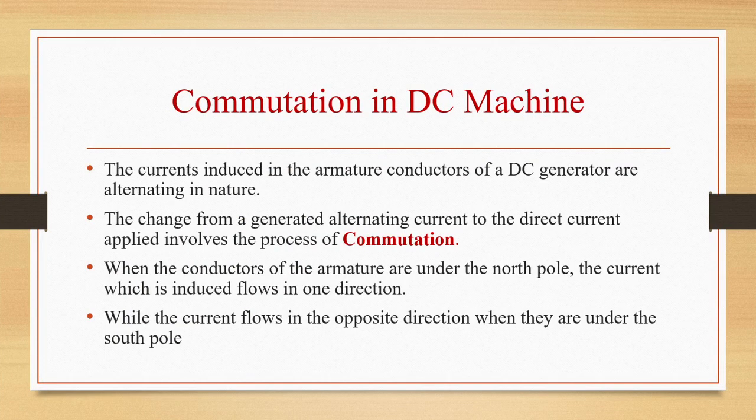Currents induced in the armature conductors of a DC generator are alternating in nature. As I said earlier, we want DC voltage, but we are getting AC voltage. So to convert this AC to DC, we use a commutator, which is a mechanical rectifier that converts AC to DC. The change from a generated alternating current to the direct current applied involves the process of commutation.